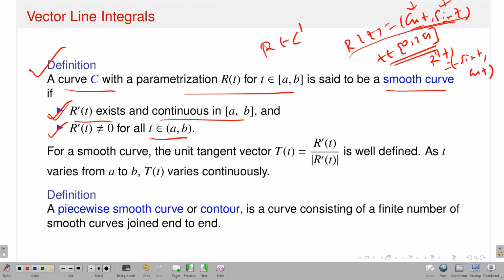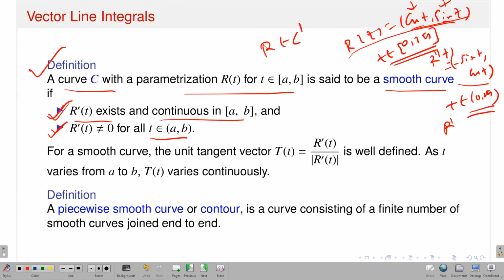So, therefore, the first condition is satisfied, and of course R prime T is minus sine T, cosine T. If T runs over the open interval 0 to 2 pi, this R prime T is non-zero, because at least one of the components is always non-zero. So, therefore, it satisfies these two properties. So, therefore, the circle is what is called a smooth curve.